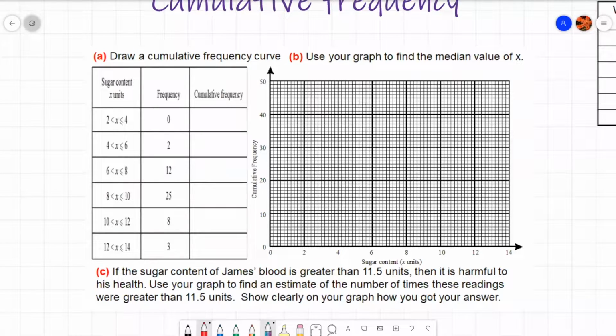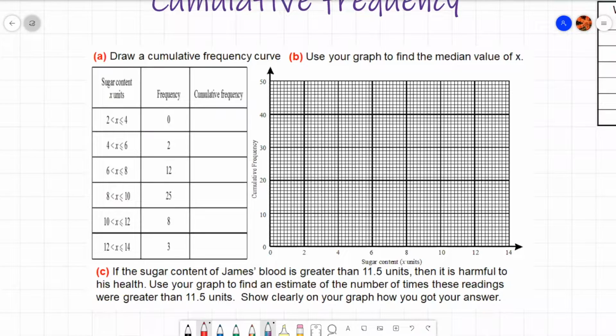That's your first question. The second says, use your graph to find the median value of X. This is sugar content, X units, and the frequency. I'll read the question out to you, it's not written on the screen. It says, every day James does a test to see how many units of sugar are present in his blood. The results of these tests over a period of 50 days are shown in the table below. So James is doing a test to see how many units of sugar are present in his blood.